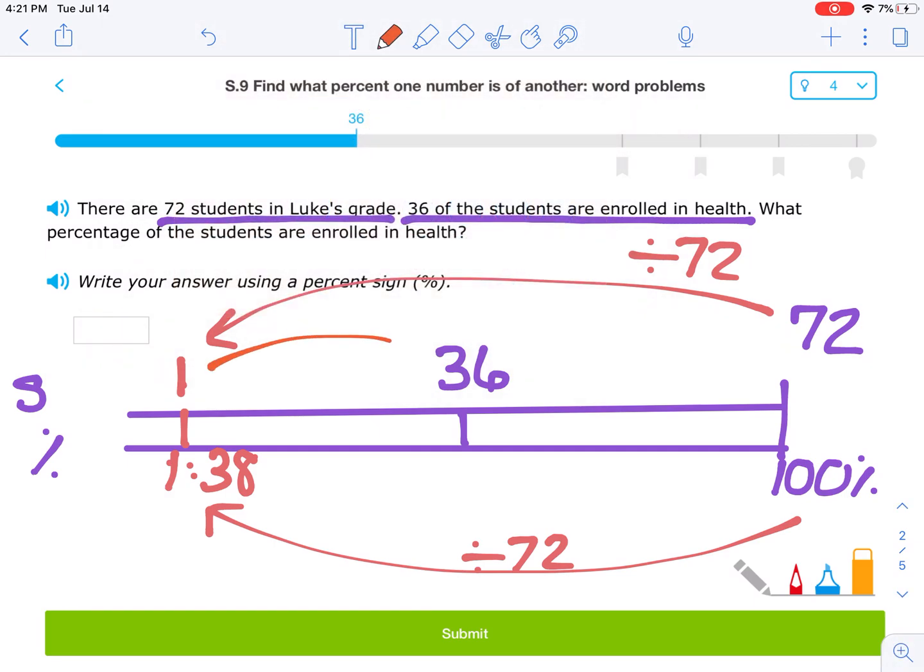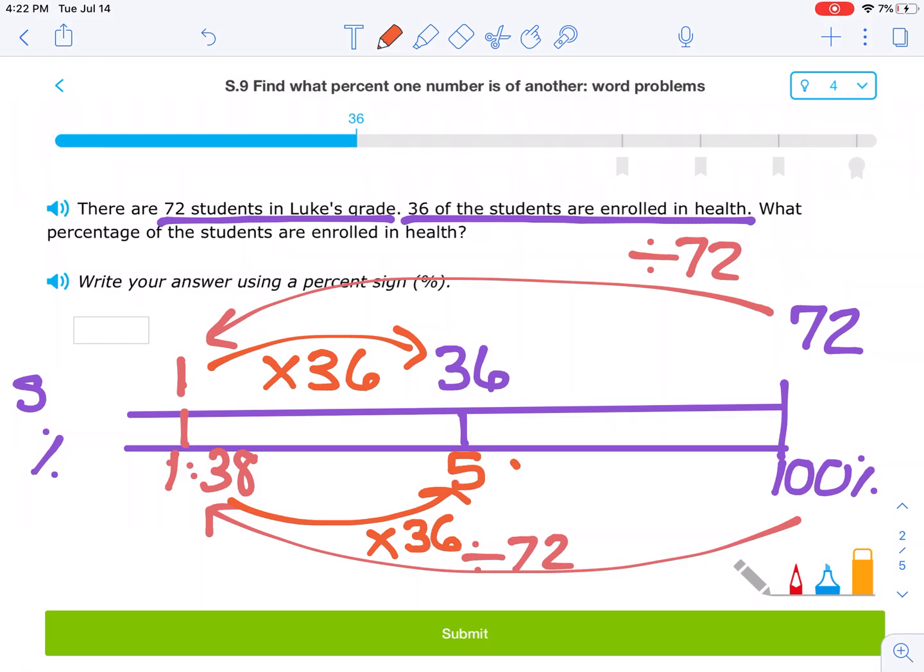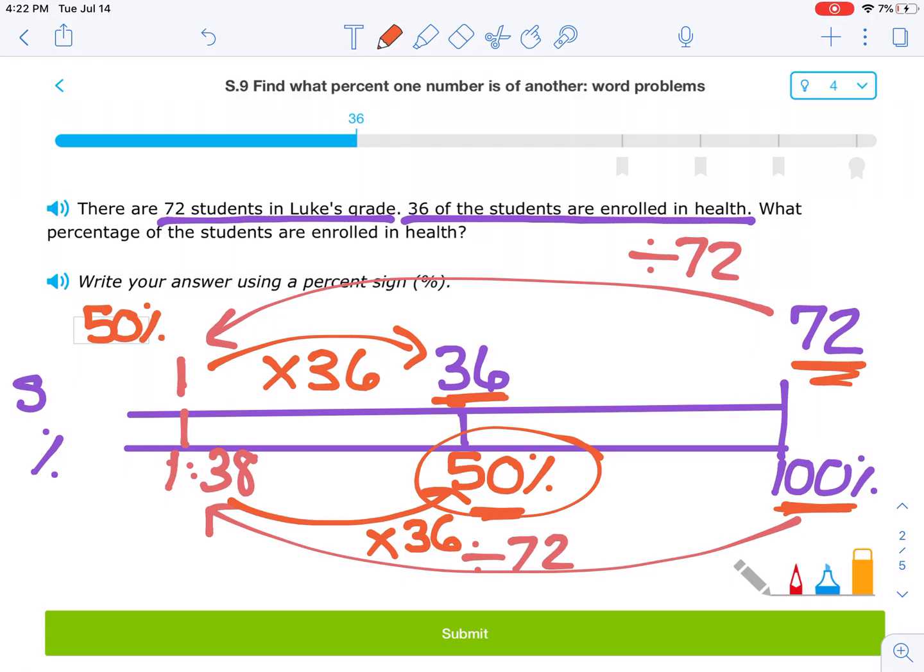Now I have to ask myself, how do I go from 1 to 36? Well, I multiply by 36. So if I multiply by 36 on the top, in order to keep it equal or equivalent, I have to multiply by 36 on the bottom. In my calculator, I'm just going to hit times 36, and when I do that, I get 50%. If you think about it, 36 actually is half of 72. 50 is half of 100. So we know that we've done this correct. Therefore, 36 out of 72 represents 50% of the students.